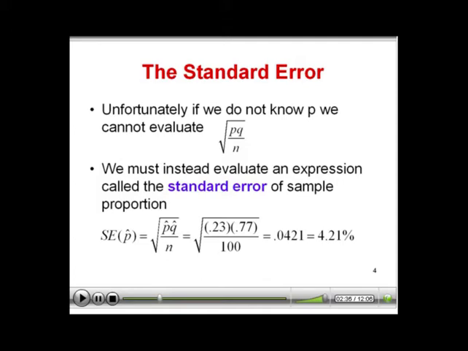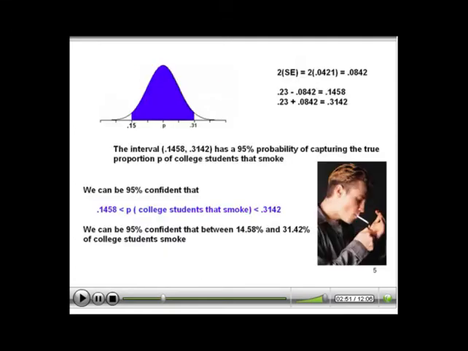In our example where we want to estimate the proportion of college students who smoke, the value of the standard error is 0.0421 or 4.21%. So, given that we had a large sample of 100, sample proportions will be normally distributed. The empirical rule tells us that 95% of sample proportions will lie within 2 standard deviations of the true proportion.